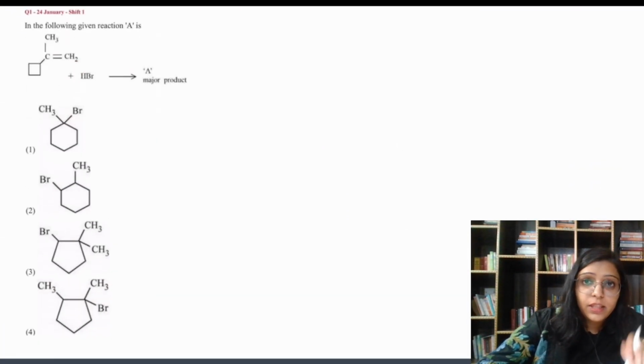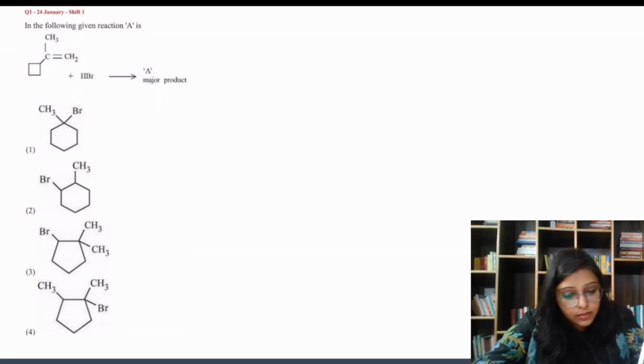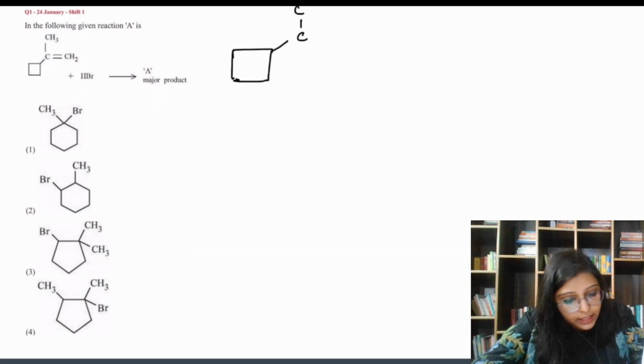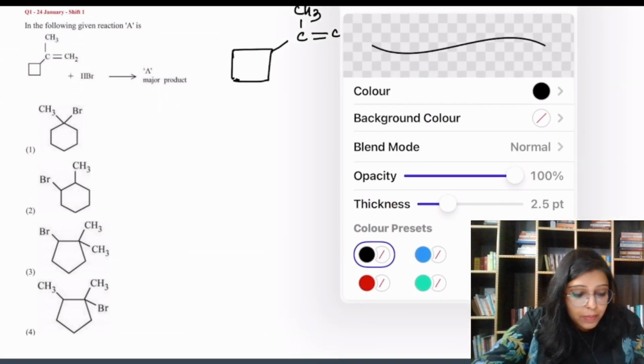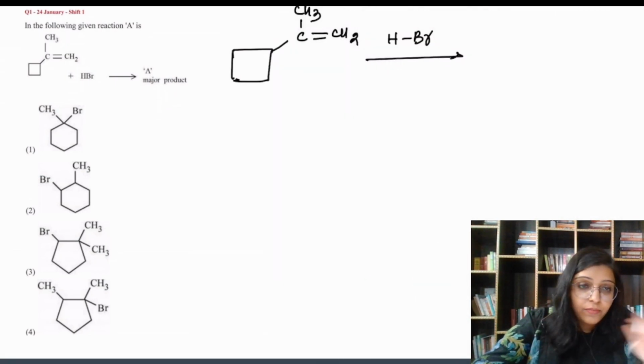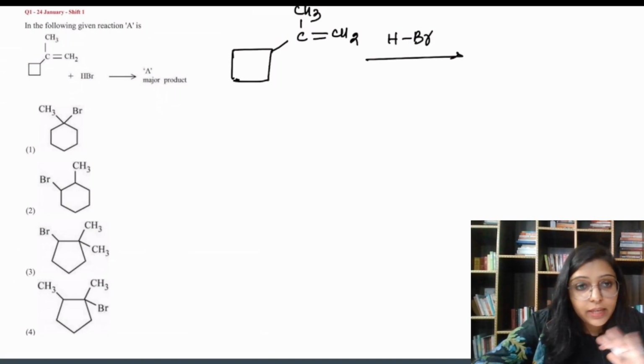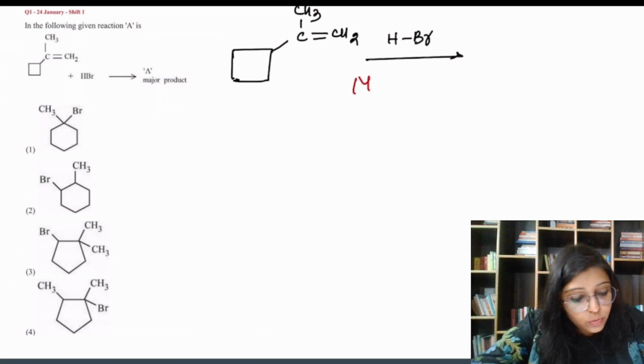The next question says, in the following given reaction A is, so we have discussed CH3 and here C, let me rewrite. So cyclobutane, we have C, then CH3 and then double bond CH2. We have HBr. So what happens? Markovnikov, we have to do Markovnikov. Nothing is given, sunlight, peroxide, nothing is given. So we have to do Markovnikov.